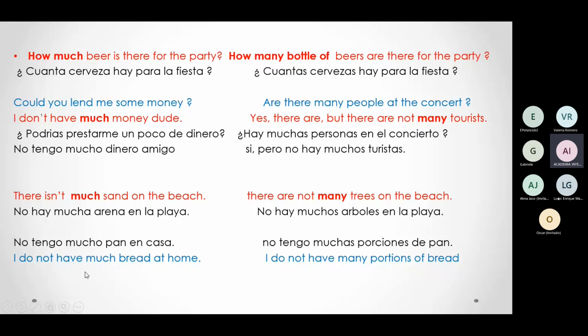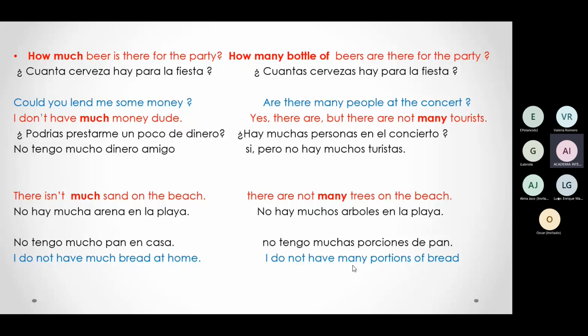And that's why I'm using much here, because bread is another word that is uncountable in English. Es otra palabra que es incontable en inglés. Si no lo sabíamos, pues hoy sí, ¿verdad? Bread is uncountable en inglés. Y si queremos especificar como cantidades, entonces, portions. I don't have many portions of bread. Acordémonos que los cuantificadores denotan una cantidad, pero no una cantidad exacta.